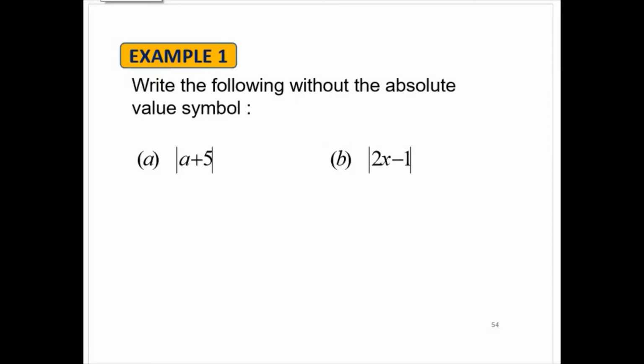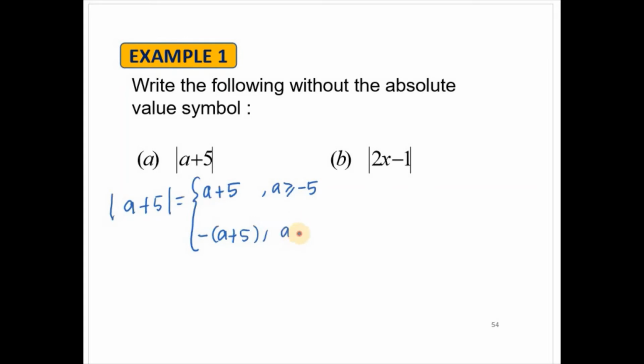So let's go to example 1. Write the following without the absolute value symbol. So we have this expression, |a + 5|. As we discussed previously, this can be written as a piecewise function. Remember? So we will have first a + 5, positive, and then we have negative (a + 5). So a + 5 belongs to a greater than or equal to -5, and the negative one is the opposite, a less than -5.